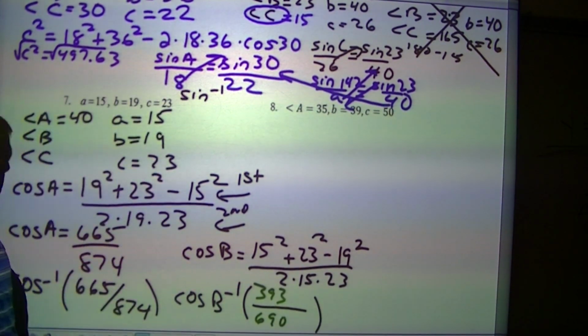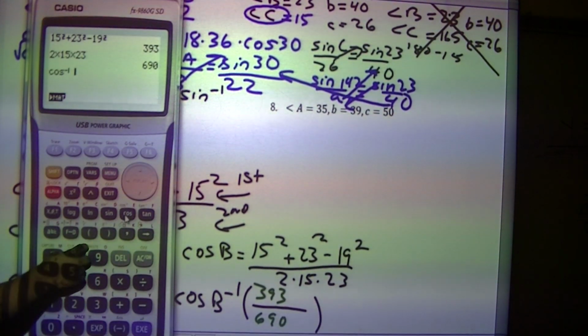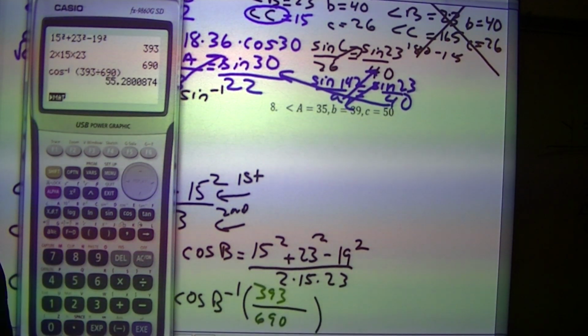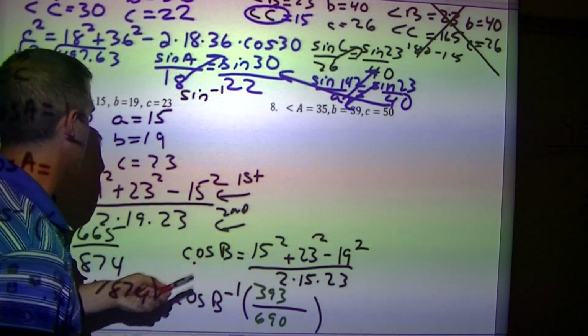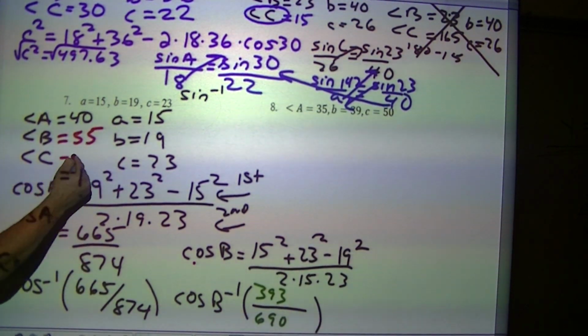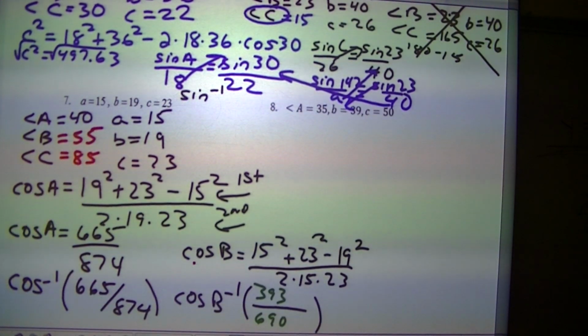Okay, so I'm going to do inverse cosine, all right? 393 over 690. Okay, and that ends up being about 55 degrees. So that's 55, and then simple logic will tell you that's 95, this last one has to be 85, so they all have to add up.